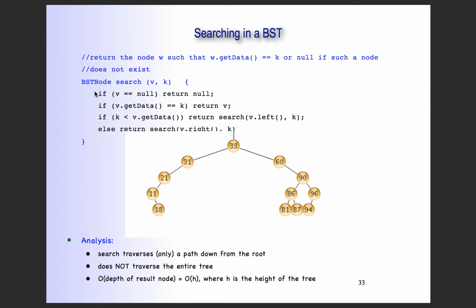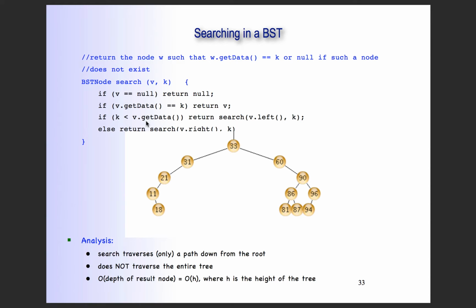So this is the algorithm to do searching in the binary search tree. If v equal to null, then return null. This is our base case, because this is a recursive function. If the tree is empty, or if you're done with the process, then you are done. You probably found the data, or probably you did not find it. The other base case is you already found the data, then you can terminate the recursive process.